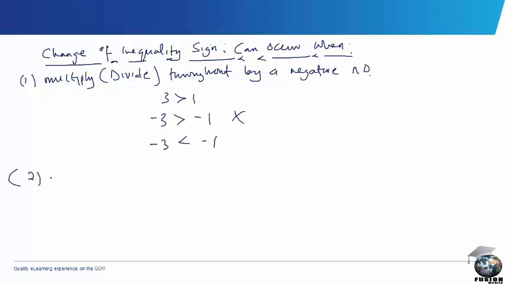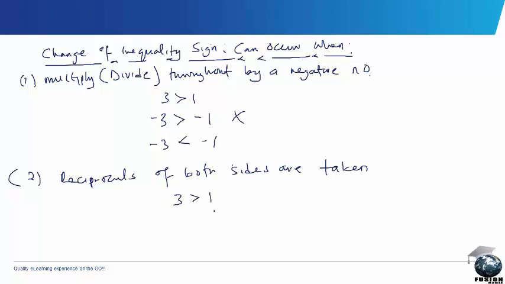And then number 2, the sign changes when we take reciprocals of both sides. Assuming we have 3 is greater than 1, and then we take reciprocals, 1/3 is greater than 1/1. This cannot hold. So for this to hold, the sign changes, and 1/3 becomes less than 1, because 1/1 is equal to 1.